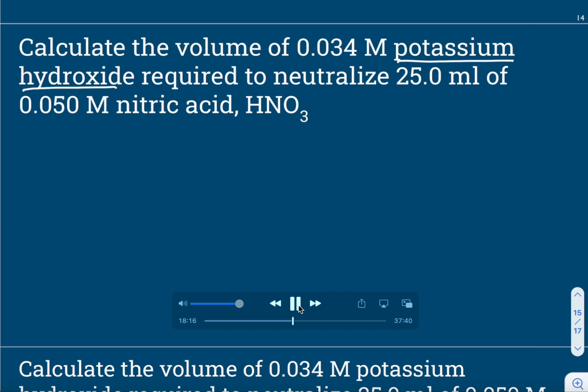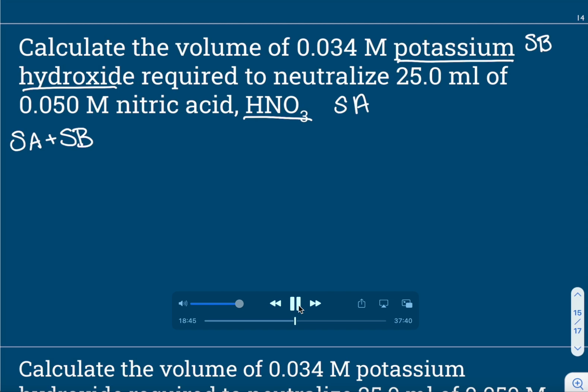Here, potassium hydroxide is a strong base because it's a group 1A hydroxide. So this is a strong base, which I'm going to write SB. Nitric acid is a strong acid. Okay, so for this one, we're going to do strong acid and strong base. For strong acid and strong base, they completely dissociate in water.